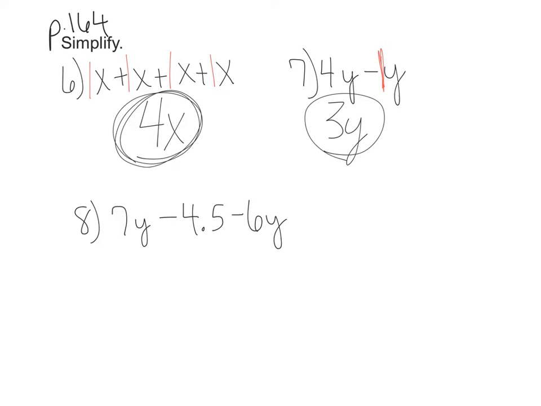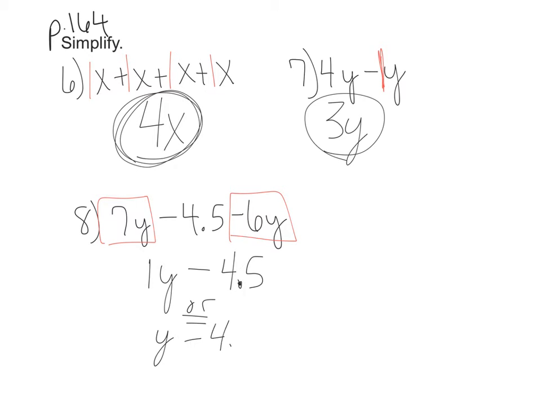7y minus 6y, which is 1y, or is y. And then, would you do 1y minus 4.5? Good. Those are not like terms, so we just bring that behind there. Again, 1y minus 4.5, or you could just do y minus 4.5. Either of those would be acceptable.